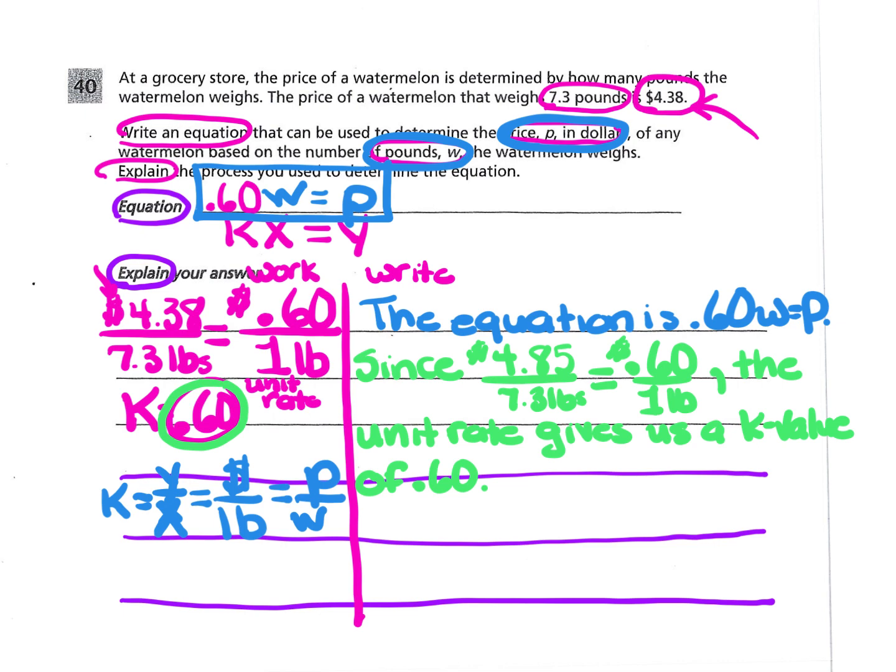You can say something like this. Since $4.38 over 7.3 equals 60 cents over 1, the unit rate gives us a K value of 0.60. Take a moment and copy that down. And then we'll write the next sentence. Pause the video if you need to.